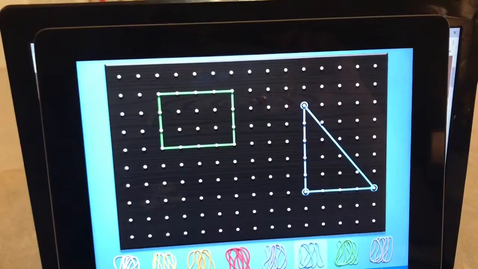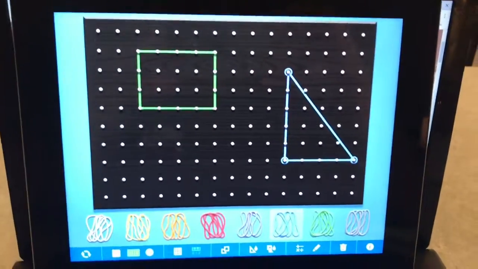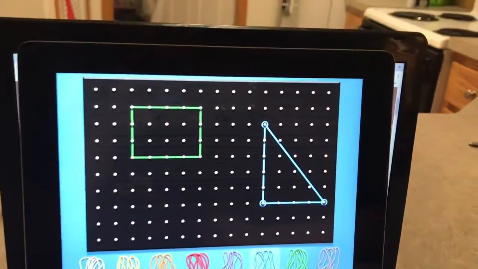And you could also use this if you asked them to create maybe a trapezoid and then ask them how many triangles are within that trapezoid. Something like that, I was thinking. Have them experiment with that.